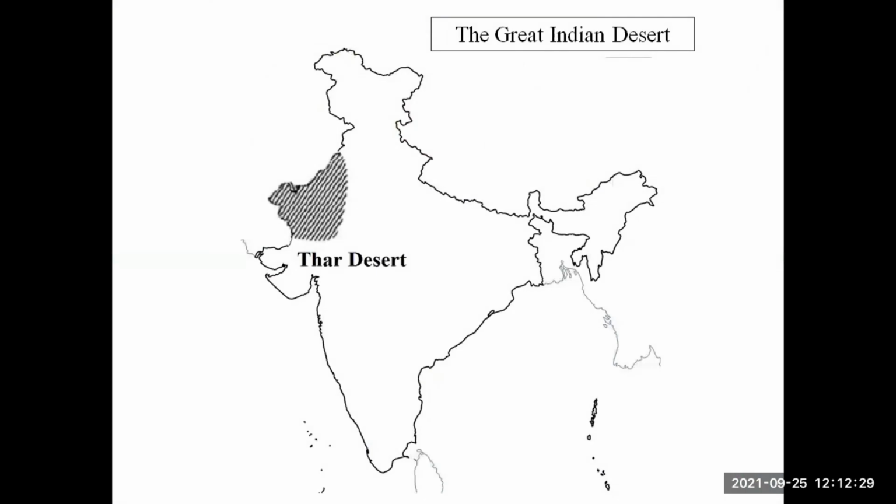The last one is the Great Indian Desert. The desert region of India lies to the west of the northern plain in western Rajasthan, known as the Thar Desert. You can see in the picture this area. This is the Thar Desert. This is the western part of India, as you can see.